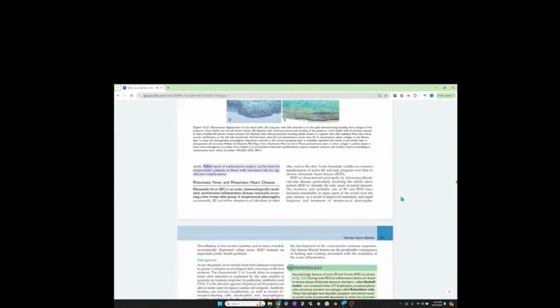Valve repair or replacement surgery can be done for symptomatic patients or those with increased risk for significant complications. Rheumatic fever and rheumatic heart disease.